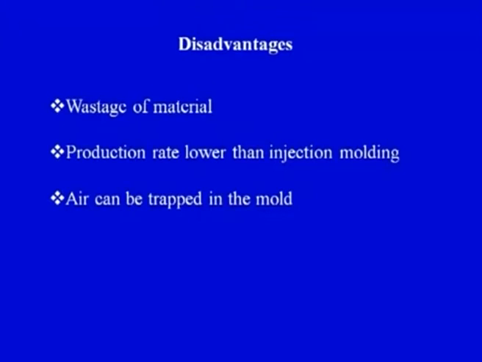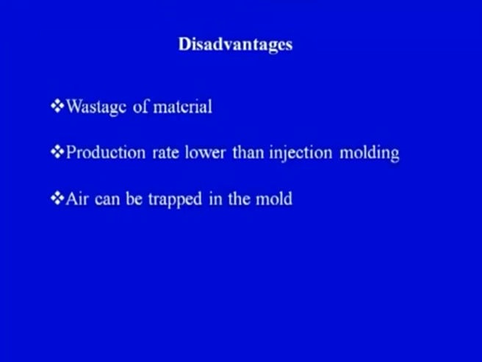So we have seen that in case of transfer molding we have got a certain set of advantages, we will also have certain disadvantages. Now what are the salient or important disadvantages which are found with the transfer molding process? These are the wastage of material. Sometimes the metered amount that we have taken may not be transferred fully to the mold cavity, leading to wastage of the material. Production rate lower than injection molding, yes, because in injection molding we can have very fast cycle times and a large number of parts can be made in a minimum amount of time.